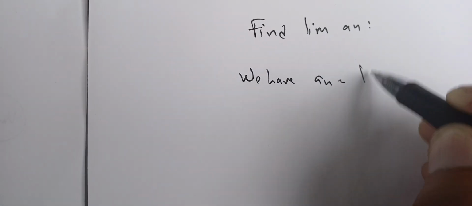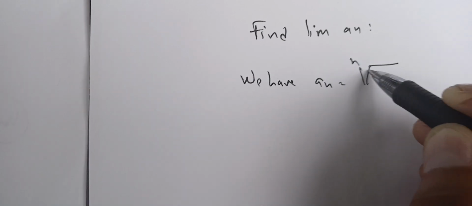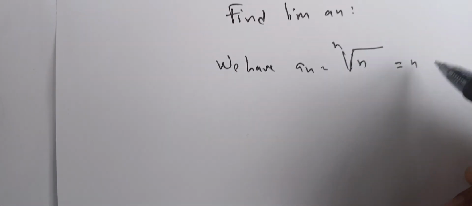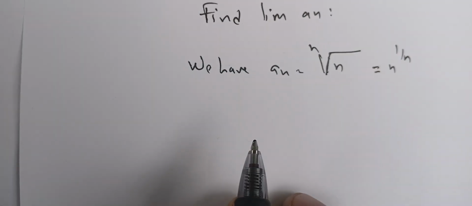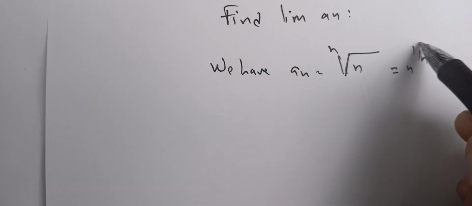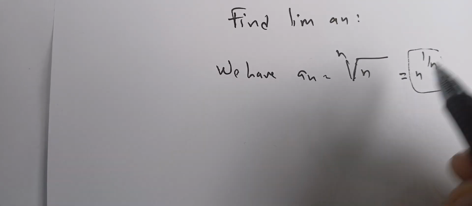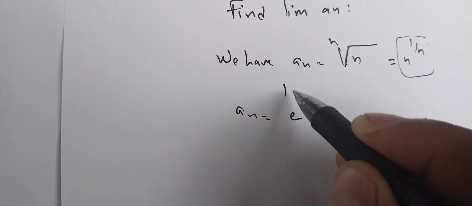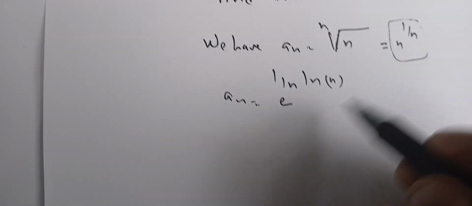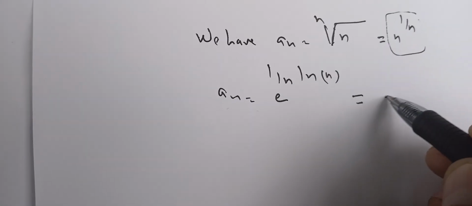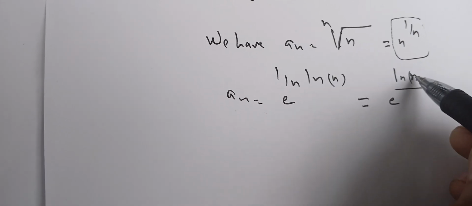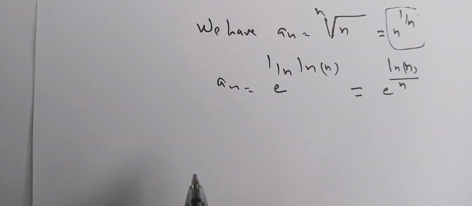So we have a_n is the nth root of n, which we can write as n raised to 1 over n. Now in this case we can rewrite this one. We can write a_n as e to 1 over n ln of n. Let me write one more time. So it's e to ln, the natural log of n over n.